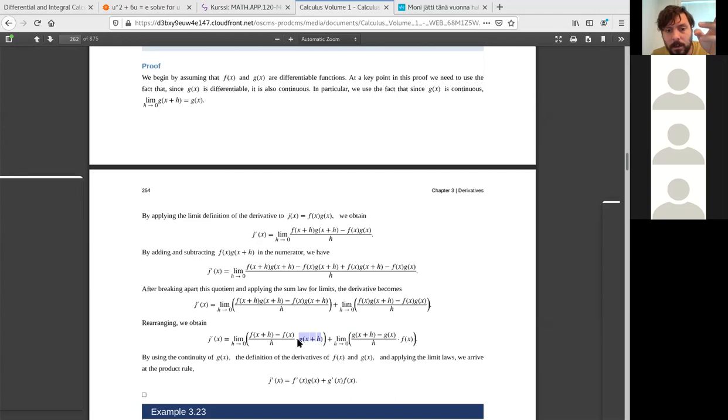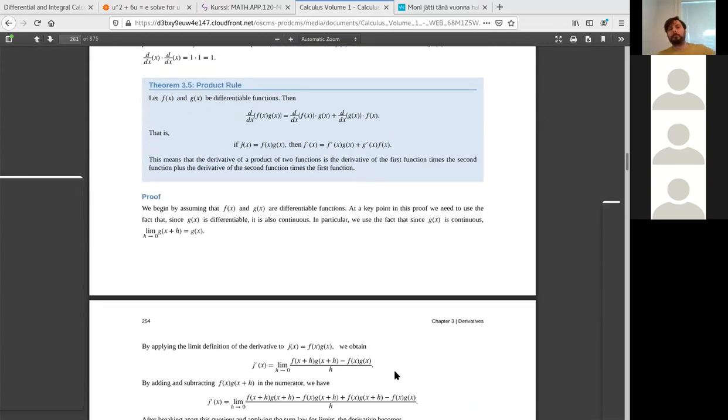and the limit here is definitely the derivative of f. And this one here is already f of x, and this is the derivative of g. So we get that the derivative of f times g is the derivative of f of x times g plus the derivative of g of x times f.